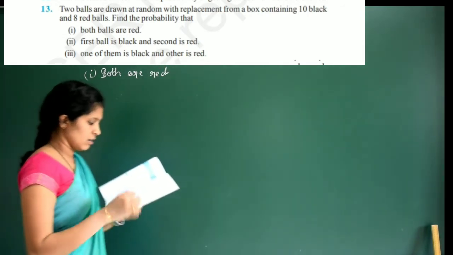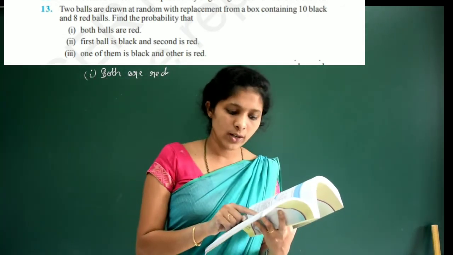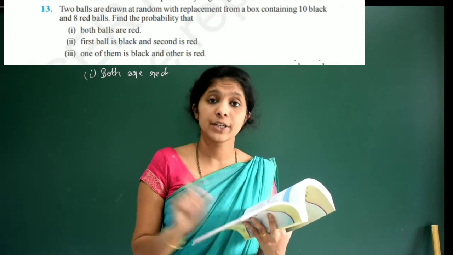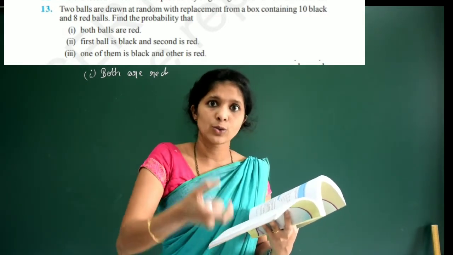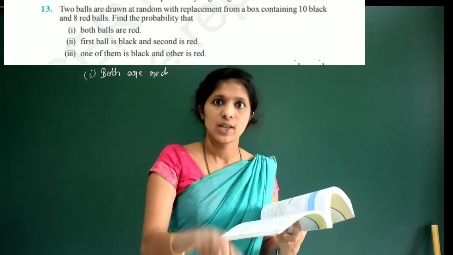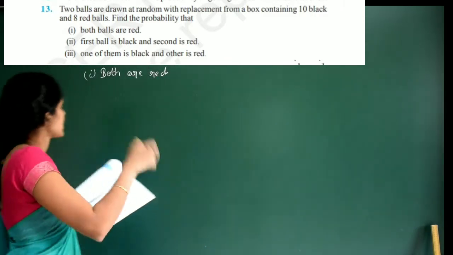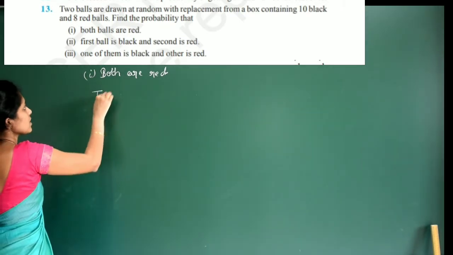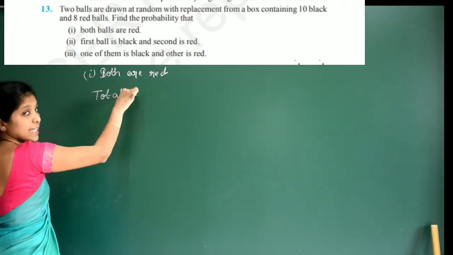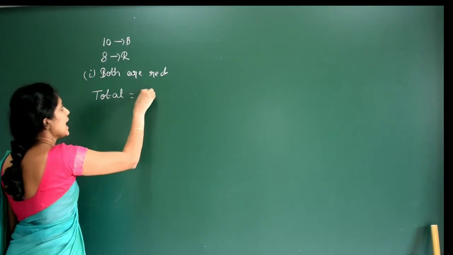Two balls are drawn at random with replacement. Replacement is possible, not without replacement. You have to take that ball again and put it back. So both are red. Total number of balls now is 10 plus 8, which is equal to 18.